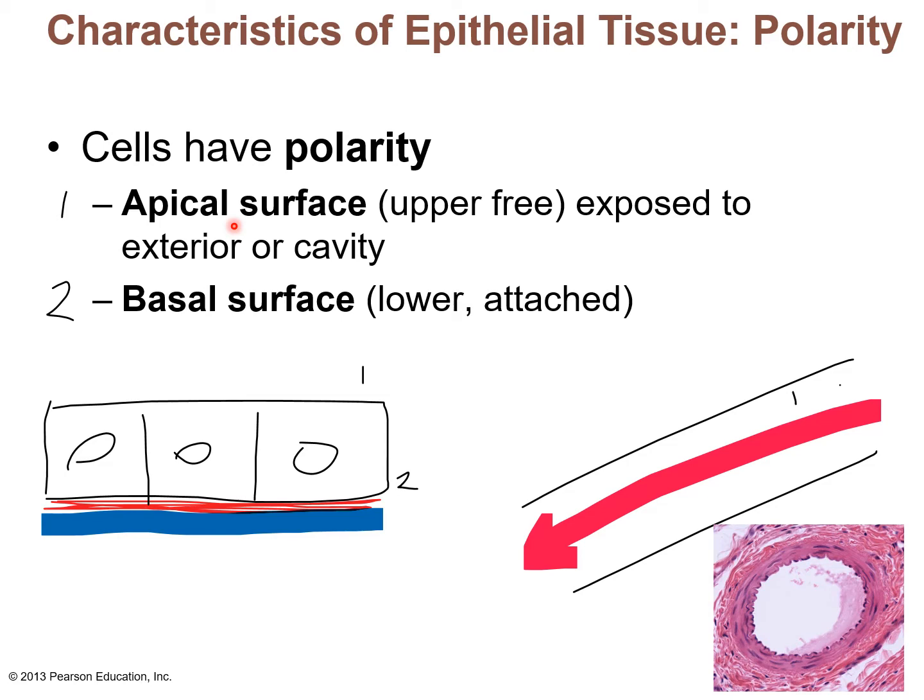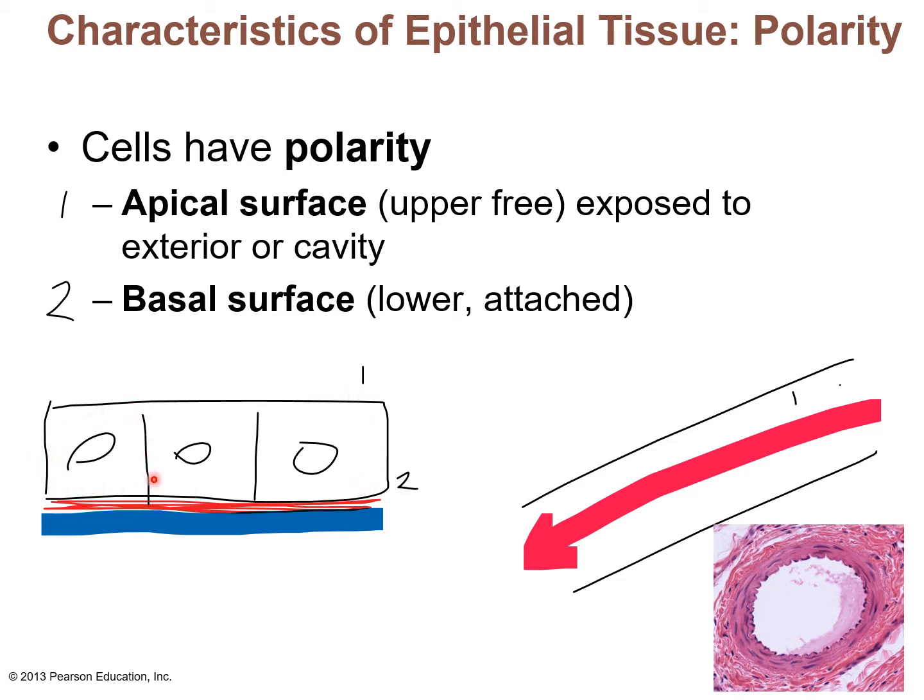If you think of your skin, the very top layer of your skin is exposed to air. And so that very top layer of your skin is actually going to be considered the apical surface of the epithelial tissue. Now, the basal surface is going to be attached to the tissues that are below that basal surface.